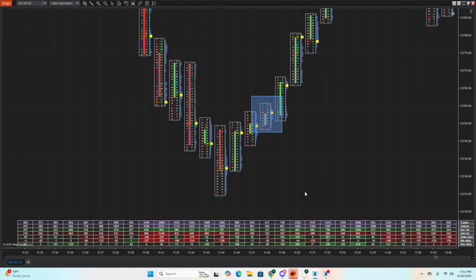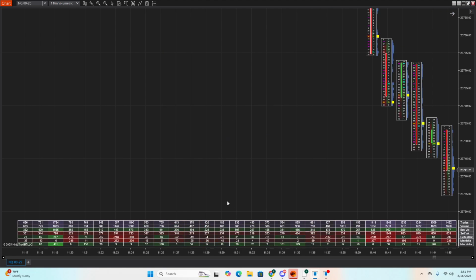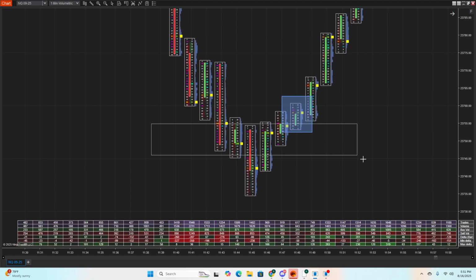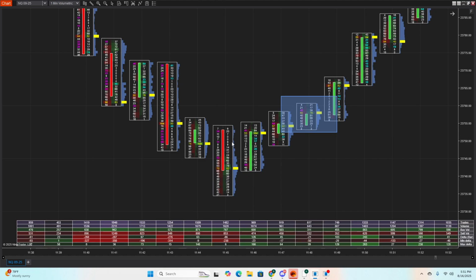If you don't know what the volume footprint is, let me show you. I'm going to zoom in on this candle right here. Okay, so we have our candle. Let's look at this down candle here. We have bids and asks. The right side is where we have buyers. The left side is where we have sellers. These colored numbers in purple and blue are imbalances.